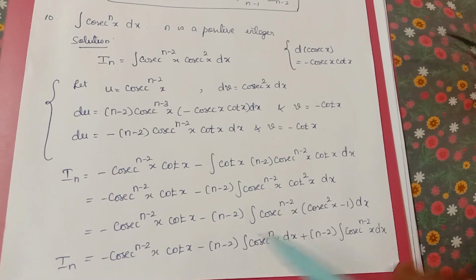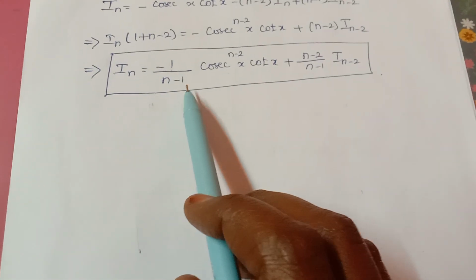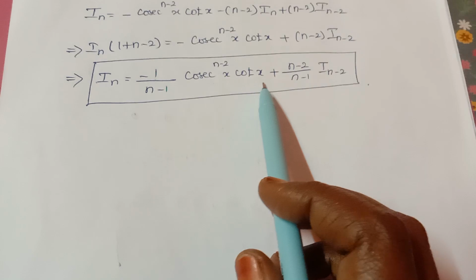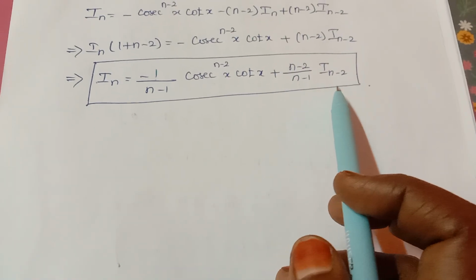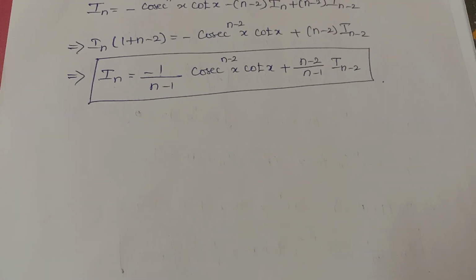So if you do the simplification as before, I am arriving at I n equal to minus 1 by n minus 1 cosecant power n minus 2x cot x plus n minus 2 by n minus 1 into I n minus 2. Okay, that's all. Thank you.